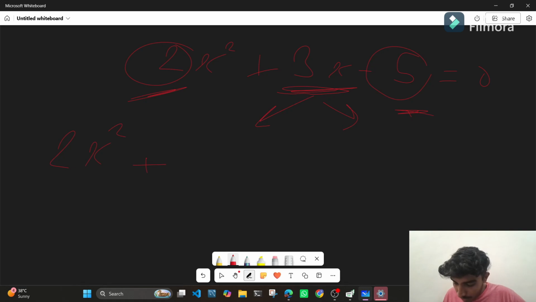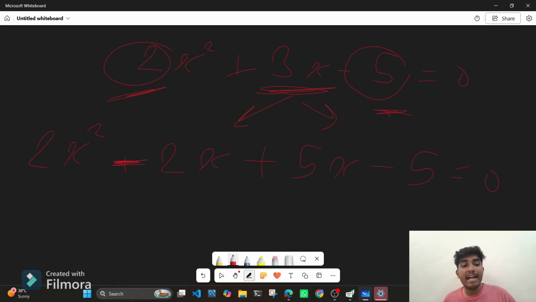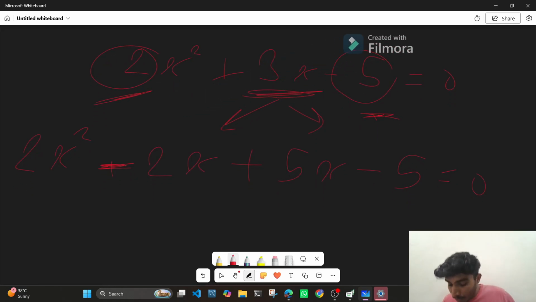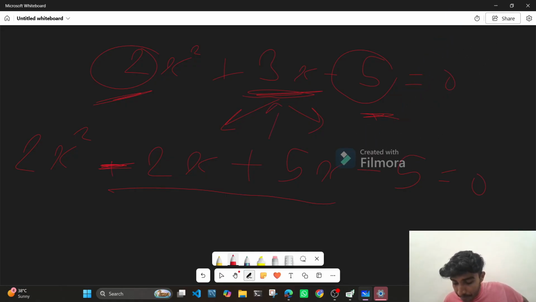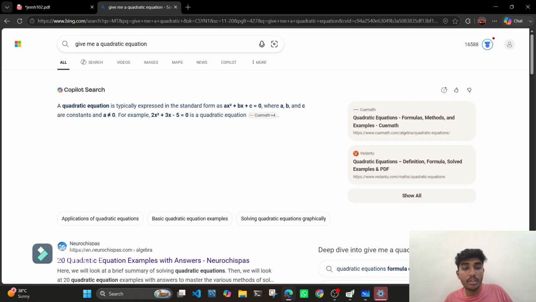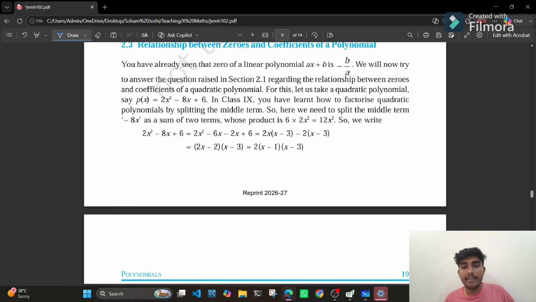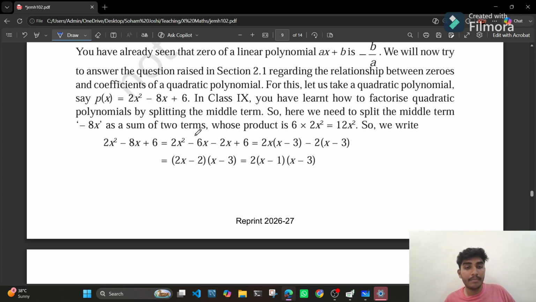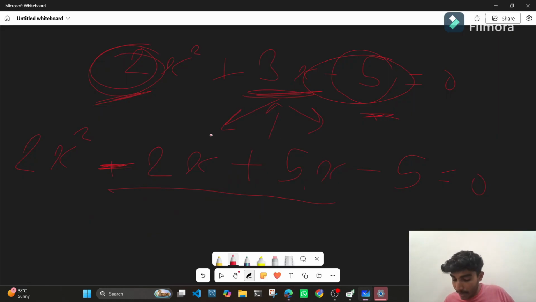2x² minus 2x plus 5x minus 5 equal to 0. I will see why I have written minus 2x and plus 5x. Okay. So just observe that minus 2x plus 5x gives us 3x, right? Samjha? And also minus 2 into 5 gives us minus 10, which is this product. So this is the rule to split the middle term, right? So here we need to split the middle term. Okay. So this is how we split the middle term.